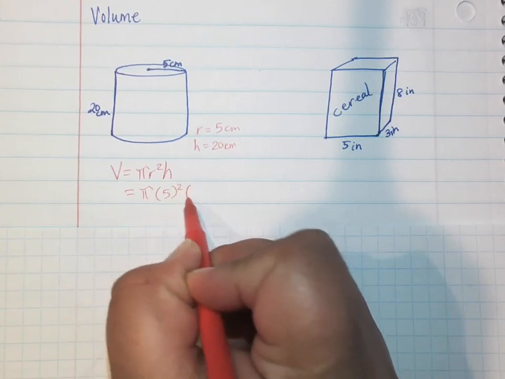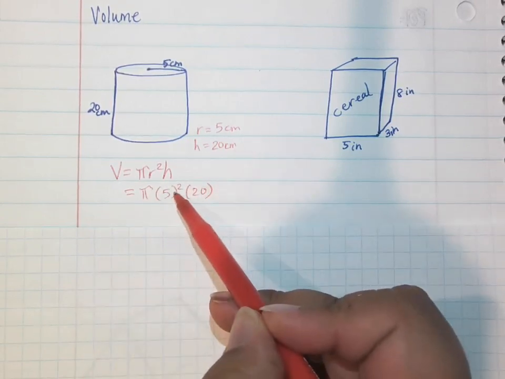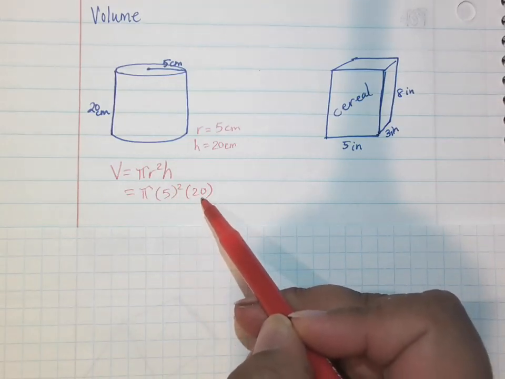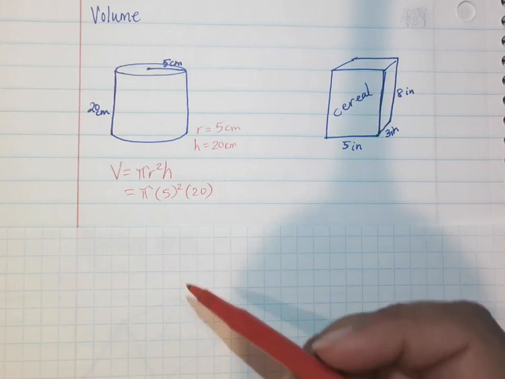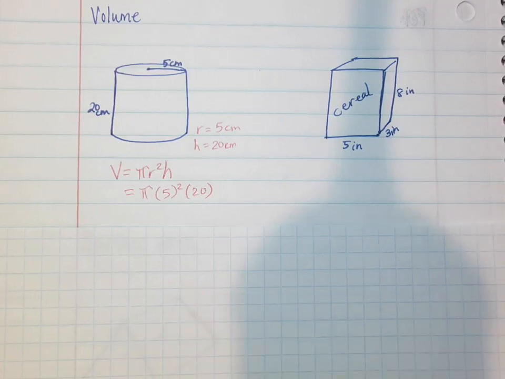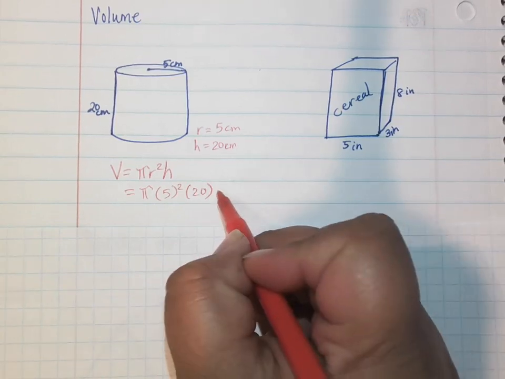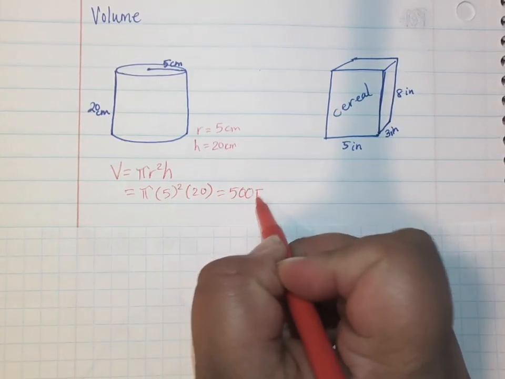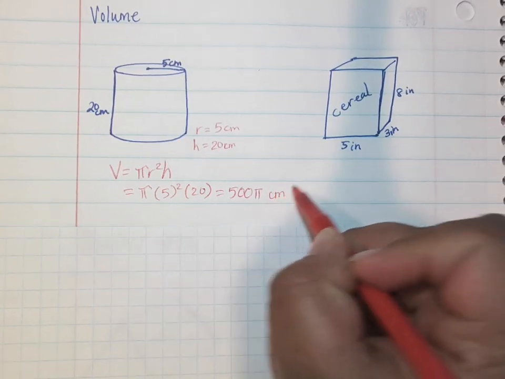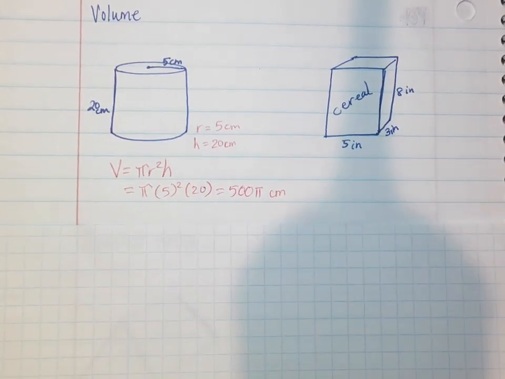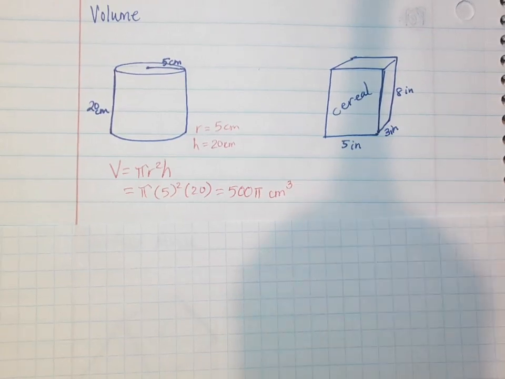So we have 5 squared and 20. 5 squared is 25. 25 times 20 is 500. So 500 pi, and we can multiply that out with pi or leave it as it is. Don't forget your units. Volume is 3-dimensional, so that means we're going to have centimeters cubed.